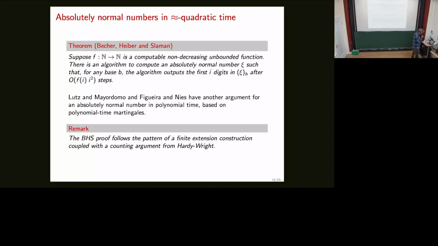Okay, so my favorite proof is a recursion theoretic construction. It's what you might think of as a kind of finite extension construction. We say these many bits, and then we say those many bits, and those many bits. You keep appending the bits in a computational way. And choosing what to do next relies on a counting argument, which is in Hardy and Wright's book.